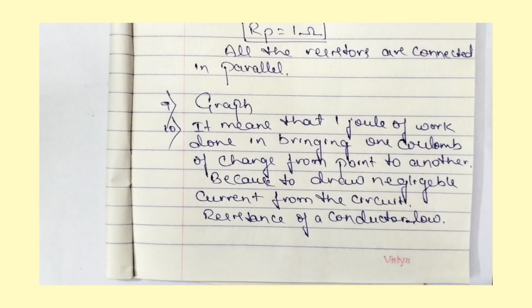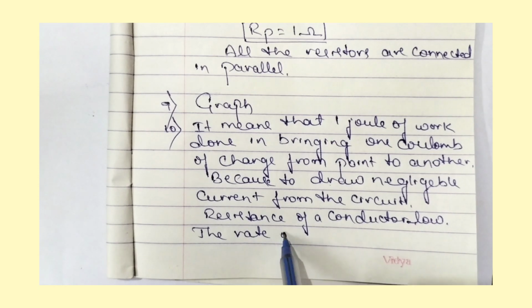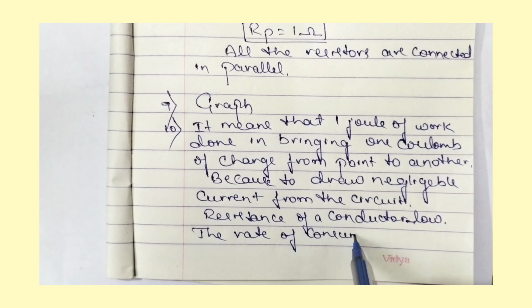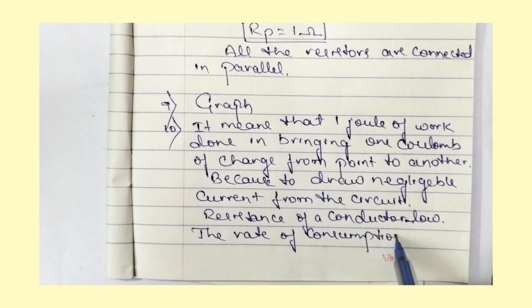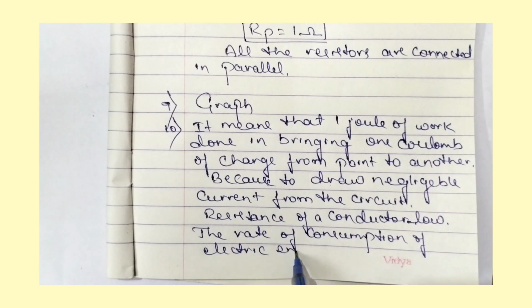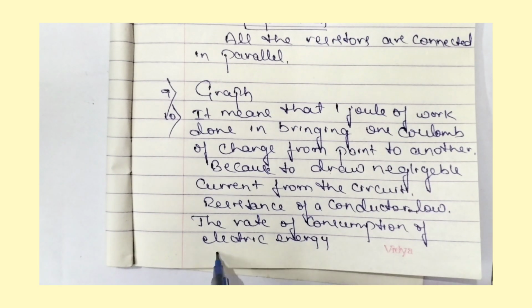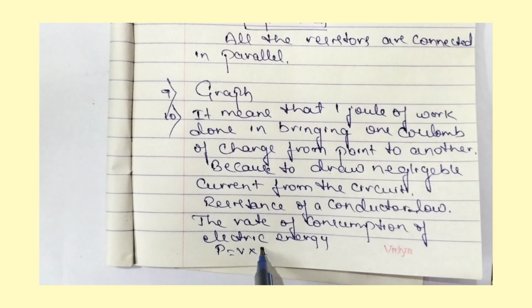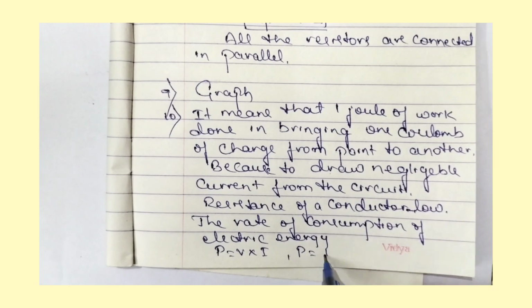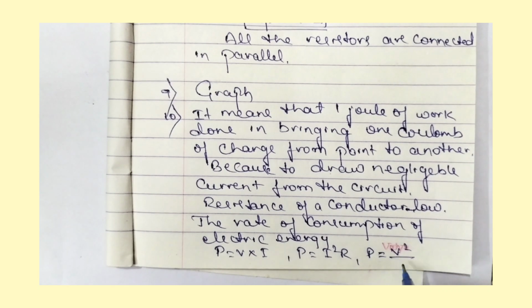Then what is electric power? The rate of consumption of electric energy is called electric power. Then write the 3 formulae. P is equal to V into I, 1. Second one, P is equal to I square R. Third one, P is equal to V square by R. So these are the 3 formulae.